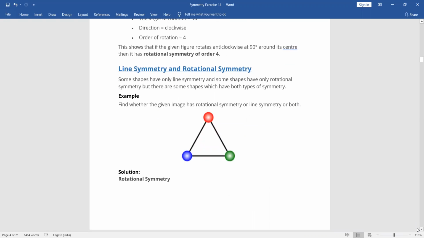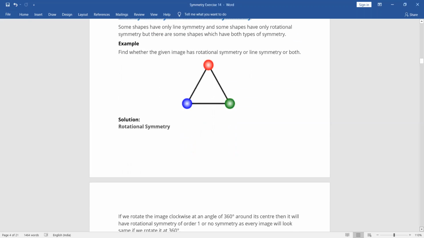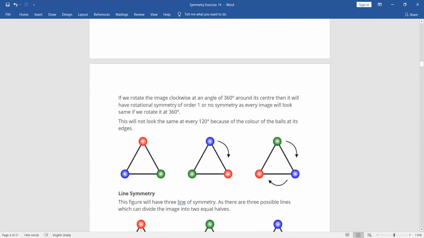Now, in a few figures we have line symmetry. In a few figures we have rotational symmetry. But a few figures are such that we have both line as well as rotational symmetry. Just see the image given here. We have marked dots with 3 different colors so that it is easier for you to identify. So just see when we are rotating it.